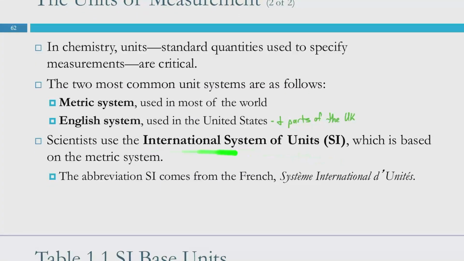Scientists use the International System of Units, and you might notice that this abbreviation, SI, is backwards, and that is because it comes from the French, which is written here. So the word for system and the word for international are flipped, and so that's why it's SI units instead of IS units.